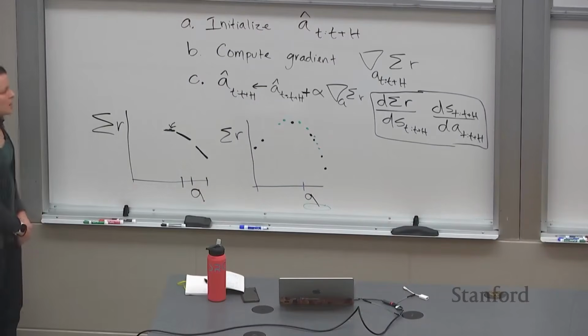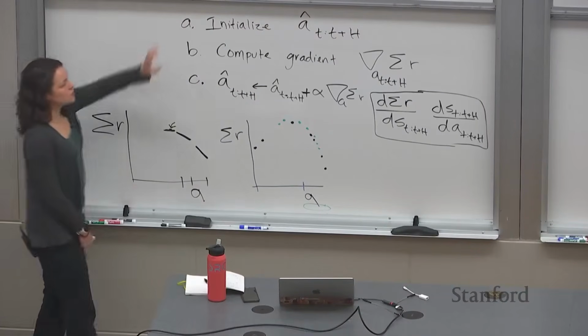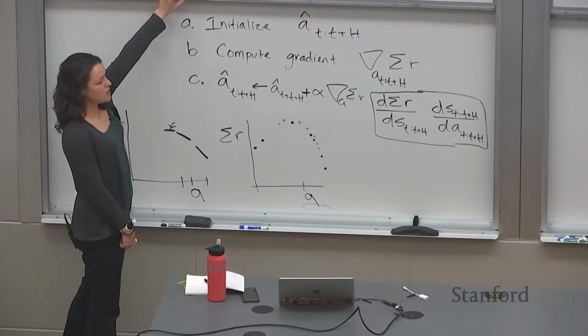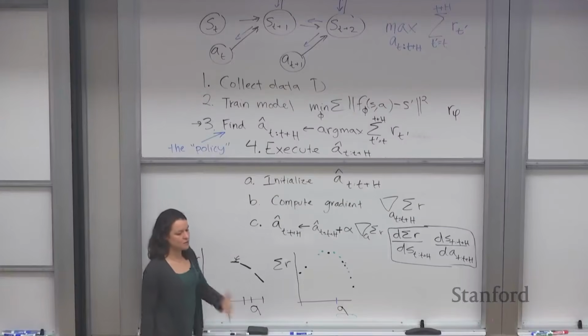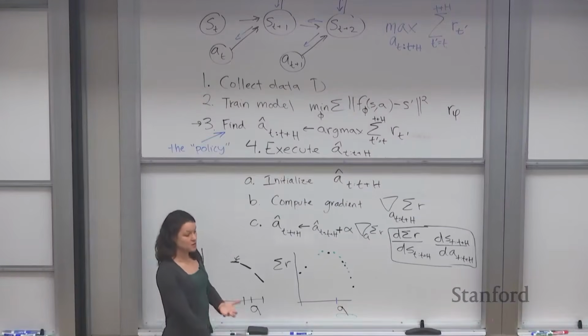So the question is, because we're doing so much compute at test time, if the state has changed by the time you finish computing, how do you account for that?